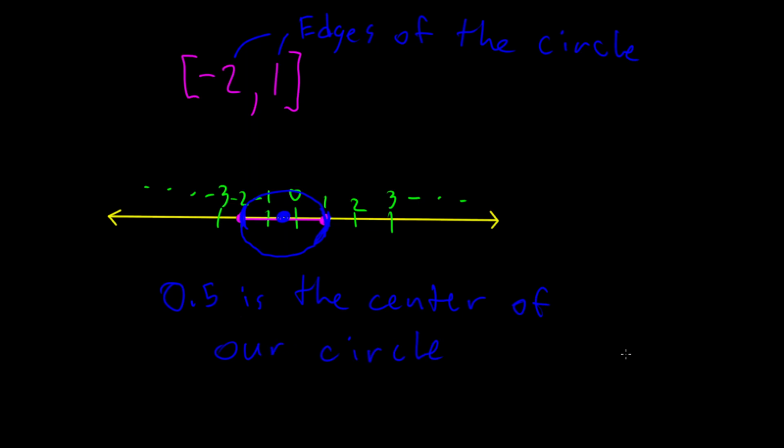In other words, the circle is centered at 0.5, and it has a radius of 1.5. So this information is so important that we gotta write it down.